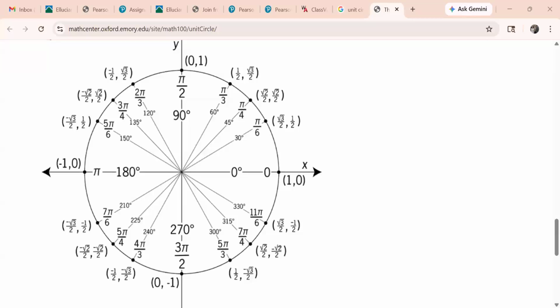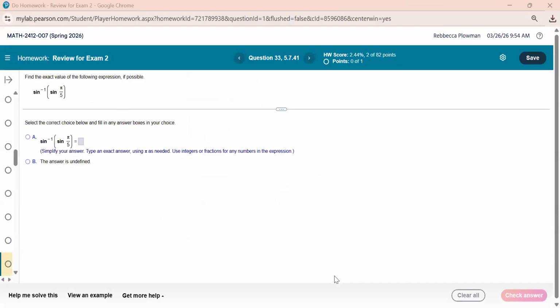Okay, so I'm going to skip all problems that required sticking things in a calculator. Just focus on the ones we need. So we have inverse sine of pi over 5. And we want to know what is going to be the output of this.